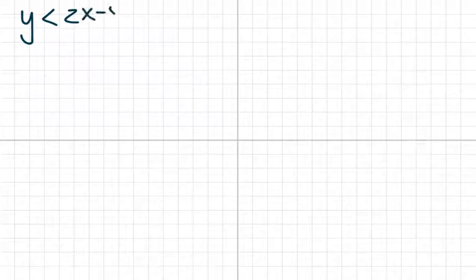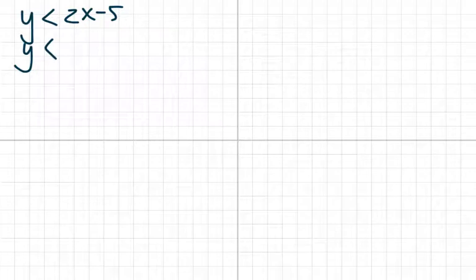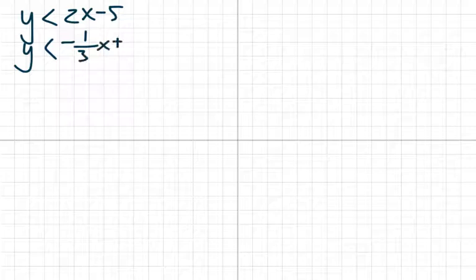Okay, let's do a quick other example. I'm just going to make this one off the top of my head. Y is less than 2x minus 5, and y is less than, oh, I don't know, what do we want to do? Negative 1/3 x plus 1.